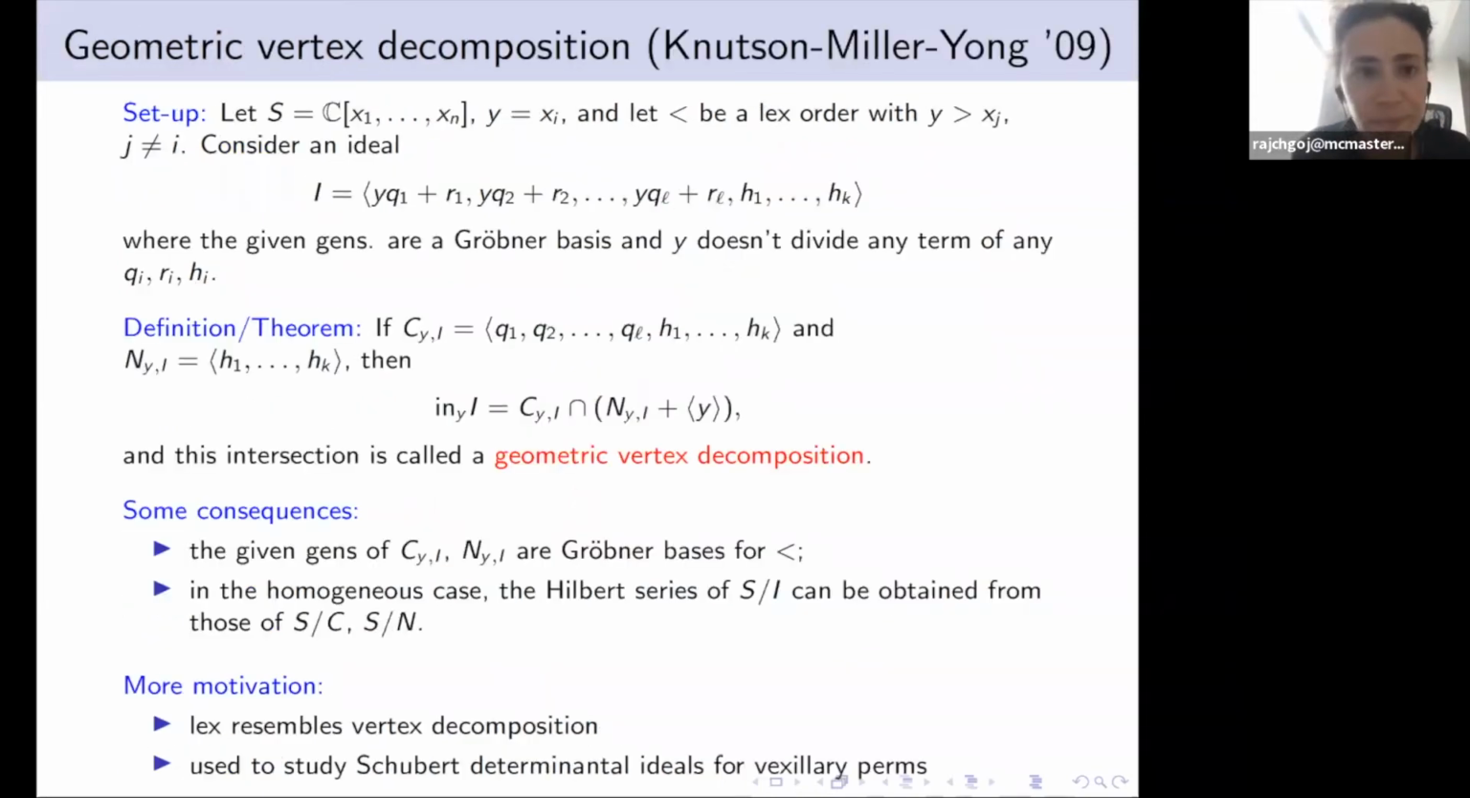Knutson-Miller-Yong in 2009, in their study of Schubert determinantal ideals for 2143 avoiding permutations, introduced this notion of geometric vertex decomposition. So we talked about vertex decomposition of simplicial complexes. Geometric vertex decomposition is kind of an ideal theoretic analog of that.